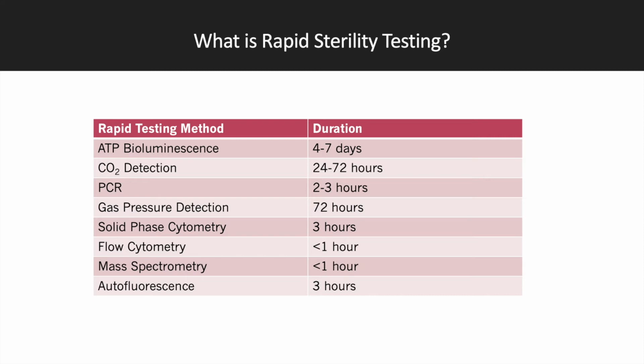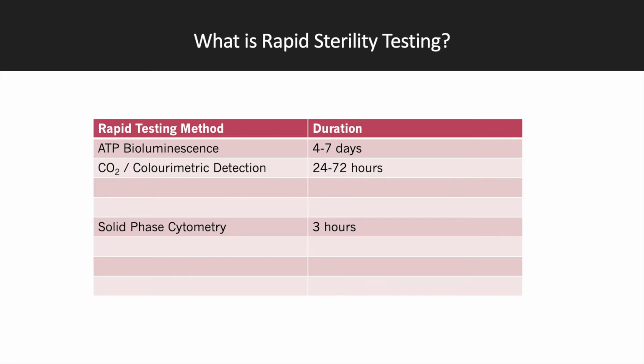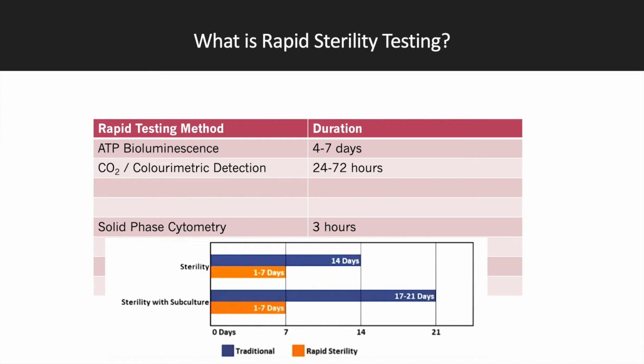The tests I'm going to look closer at today are those most promising for GMP validation. And those are ATP bioluminescence, CO2 or colorimetric detection, and finally solid phase cytometry. And this just shows that, compared to that 14 to 21 day traditional test, these rapid tests are really looking to get it done between 1 to 7 days, if not within the day. It's really important for your lot release and getting the product to your patient quicker.